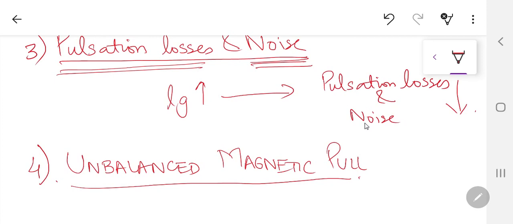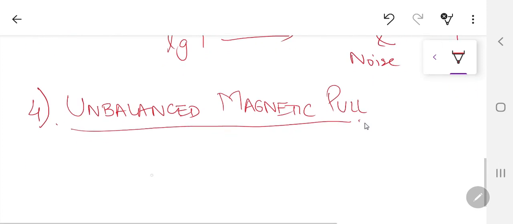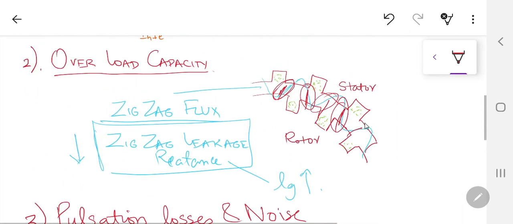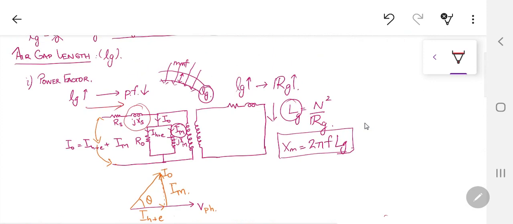Now, a very easy way to avoid unbalanced magnetic pull is to keep the air gap length large, because if the air gap length is large, then the pull is not going to be that significant. If you keep that Lg small, then the magnetic pull is going to be a bigger factor.